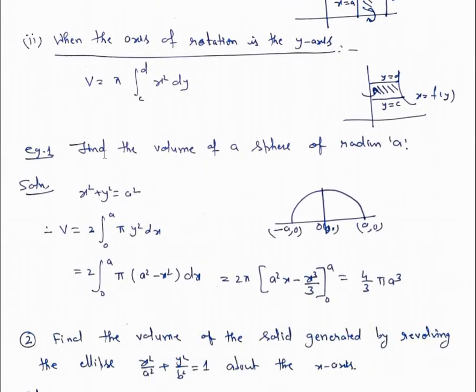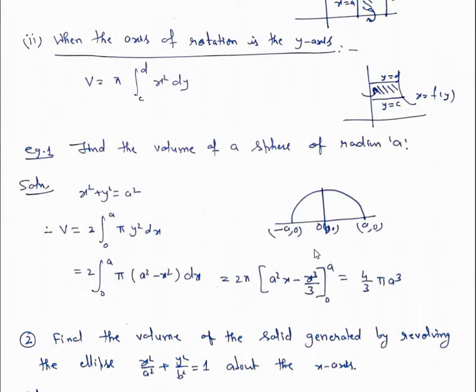First example, find the volume of a sphere of radius a. Now we know that a sphere is generated by revolving a circle or semicircle. So suppose the equation of the circle is x² + y² = a². Now if we take this portion of the circle, where this point is (a, 0) and this is (-a, 0), this portion is revolved about the x-axis.